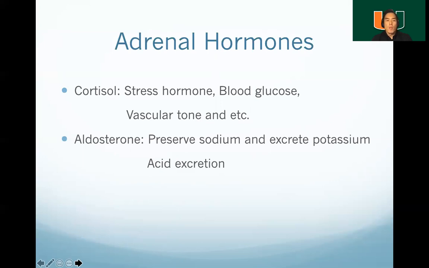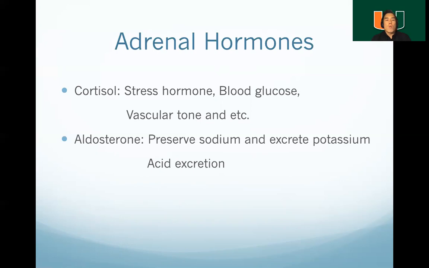Aldosterone, on the other hand, plays a major role in electrolyte balance, especially sodium and potassium. It preserves sodium and excretes potassium. We used to think that aldosterone receptors were only in the collecting tubules. Now we found that they are also in the distal convoluted tubules in the kidney. So the majority of aldosterone receptors exist in the kidneys. It is also important for acid excretion by the principal cells, right?